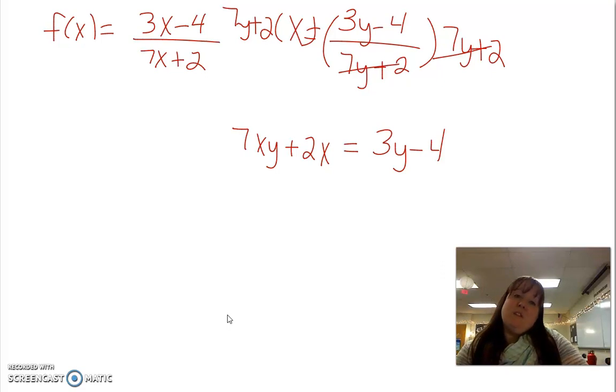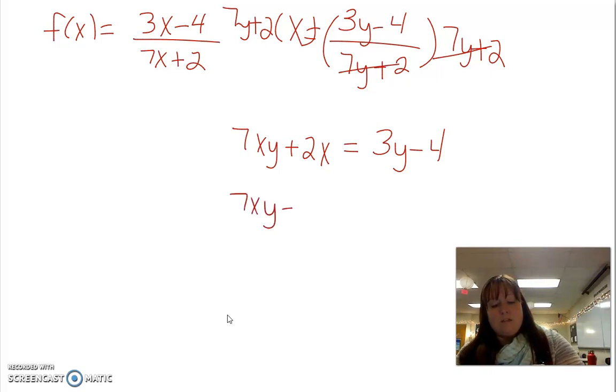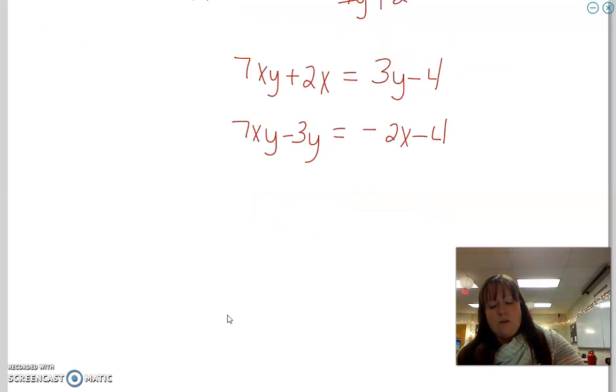Now remember, we want to get everything with a y on one side and everything that doesn't have a y on the other side. So we're going to have 7xy minus 3y equals negative 2x minus 4, because I just subtracted 2x from both sides and subtracted 3y from both sides. Now everything that has a y is on the one side and everything that doesn't have a y is on the other side.